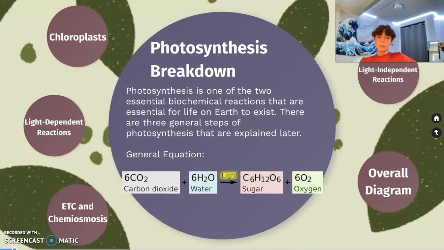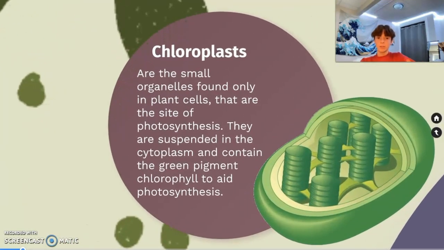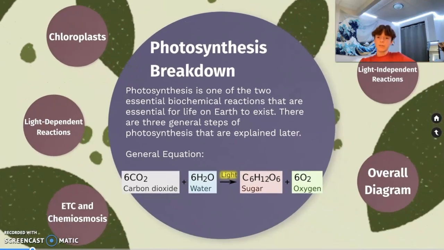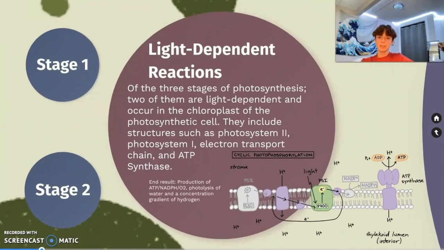First, we're going to talk about chloroplasts, which is where photosynthesis occurs, and are small organelles found only in plant cells, which is why only plant cells can perform photosynthesis. They are suspended in the cytoplasm, and they contain a green pigment, chlorophyll, which is the site of photosynthesis.